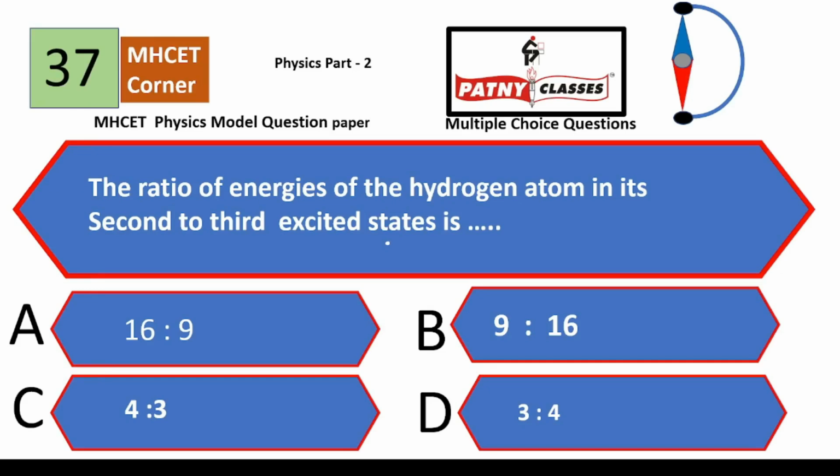Question number 37. The ratio of energies of the hydrogen atom in its second to third excited states is option A, 16:9, option B, 9:16, option C, 4:3, option D, 3:4.